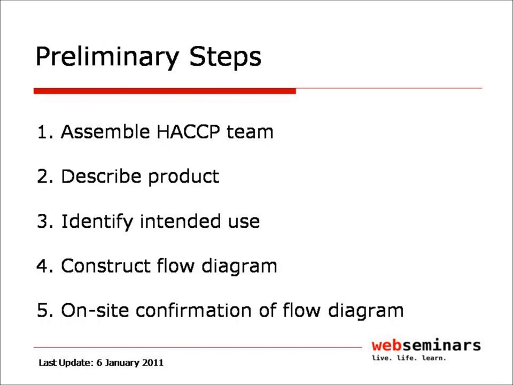The first part of developing a HACCP plan is to undertake the 5 preliminary steps. The preliminary steps are intended to help you gather and collate background information that will help with implementation of the 7 principles of HACCP. The 5 preliminary steps are: 1. Assemble the HACCP team. 2. Describe the product. 3. Identify the intended use of the product. 4. Construct a process flow diagram of the product. 5. Perform an on-site confirmation of the process flow diagram.